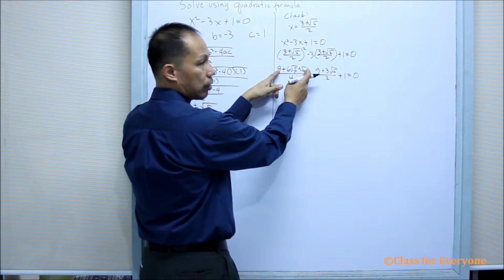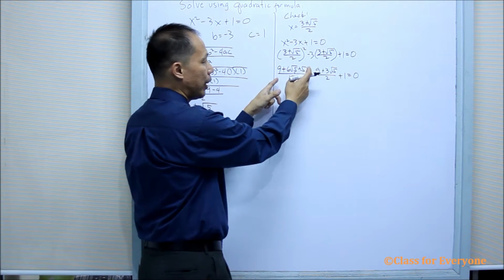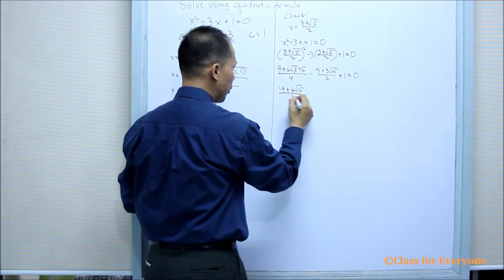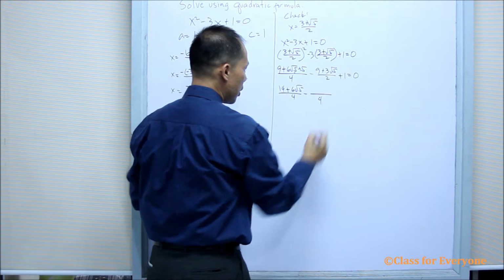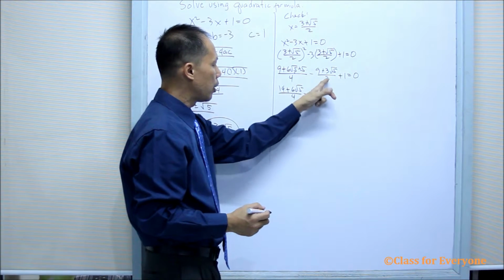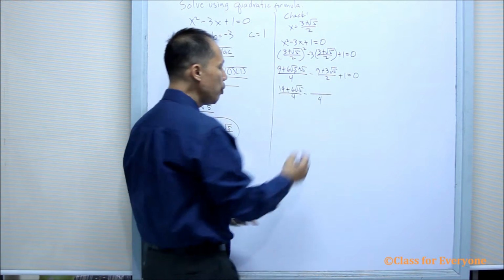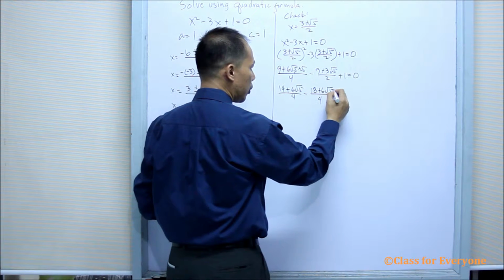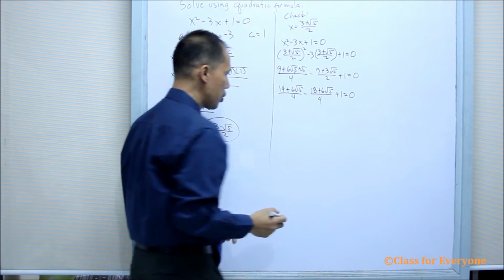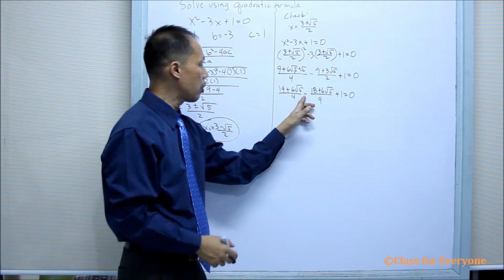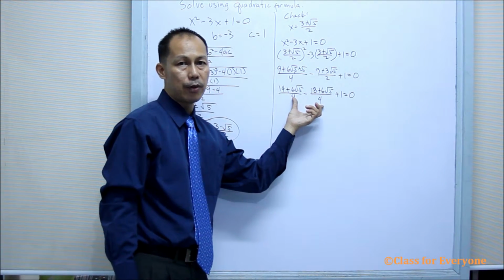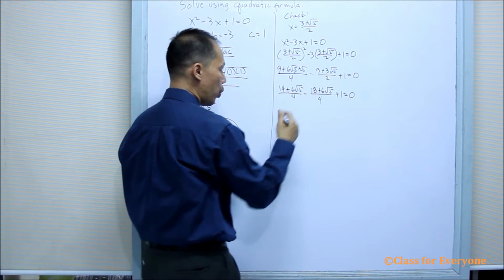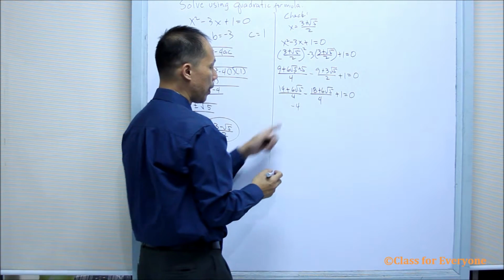First, combining 9 and 5, which is 14, plus 6 times the square root of 5, over 4, minus. Since the LCD is 4, the numerator of the second fraction will now be 18 plus 6 times the square root of 5, plus 1 equals 0. We're now going to subtract because they are already similar fractions. So 14 minus 18 will have a negative 4.